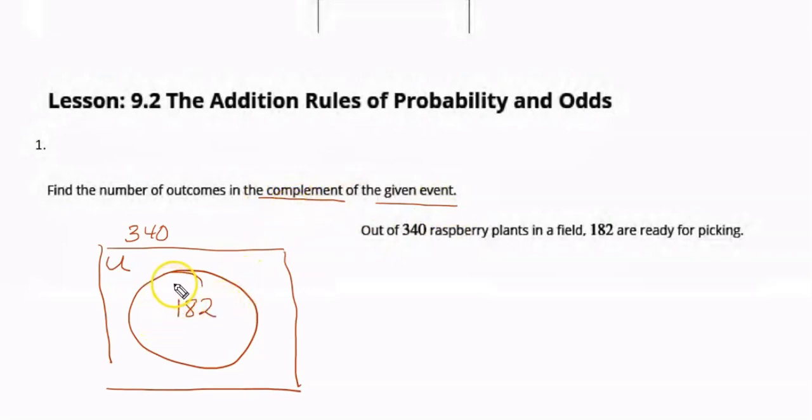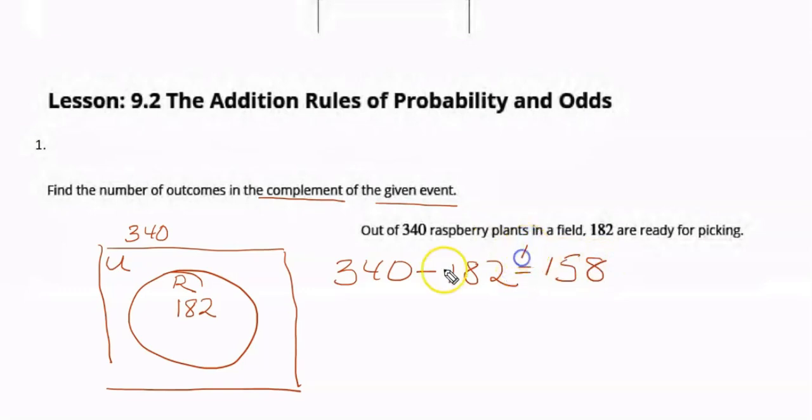Now, if this is set R, what is the complement of this and how do we find it? Well, if you said we're going to take 340, subtract 182 from it, this will give us our complement, and this would be those that are not ready for picking, and this comes out to be 158.